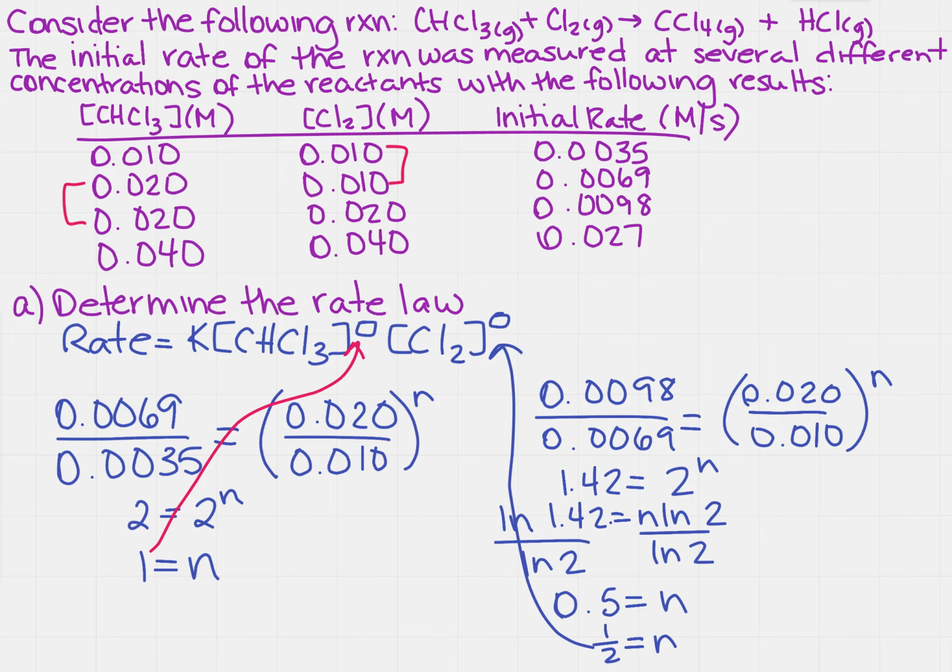So what am I going to do? I'm going to write the final rate law. So I'm going to use another color. So I'm going to have rate equals k times, and we said that the CHCl3 is raised to the first power, so I'm not going to write anything at all. And then we said that the Cl2 is going to be raised to the 1/2 power.